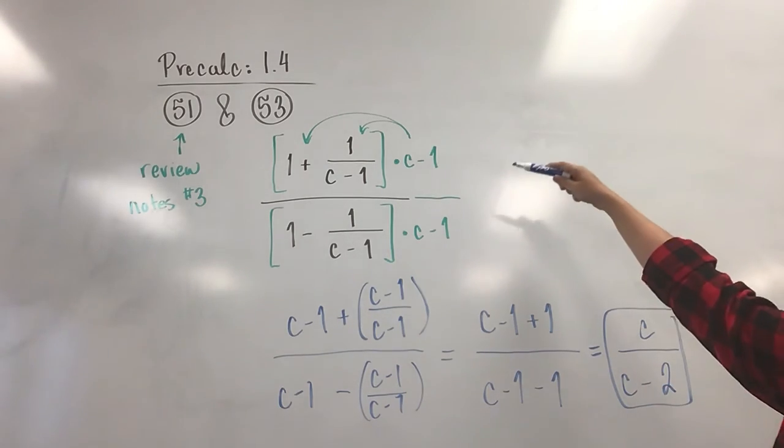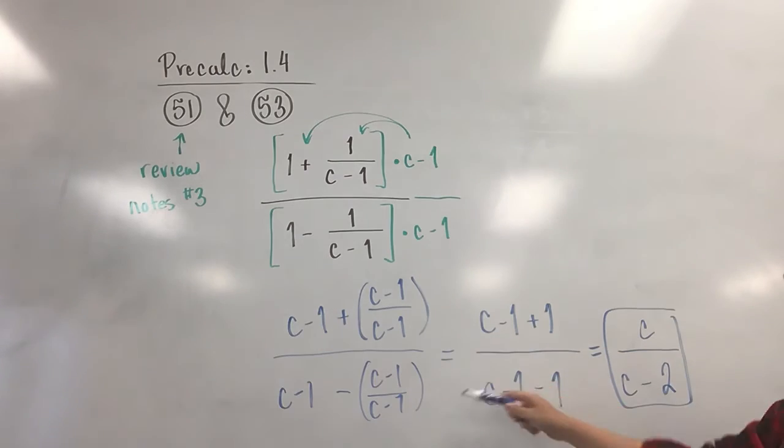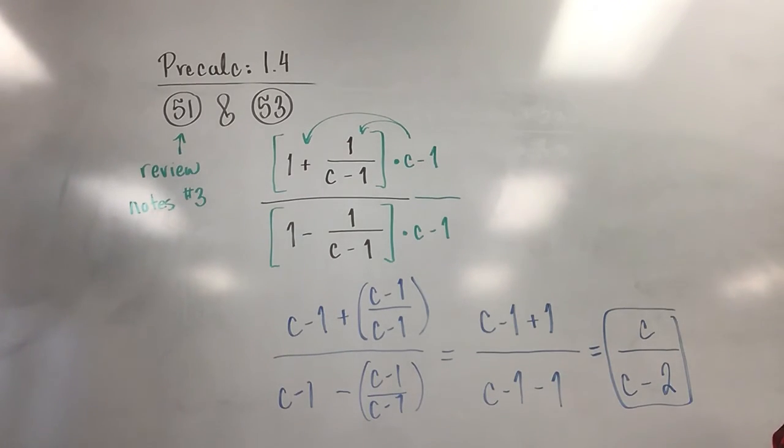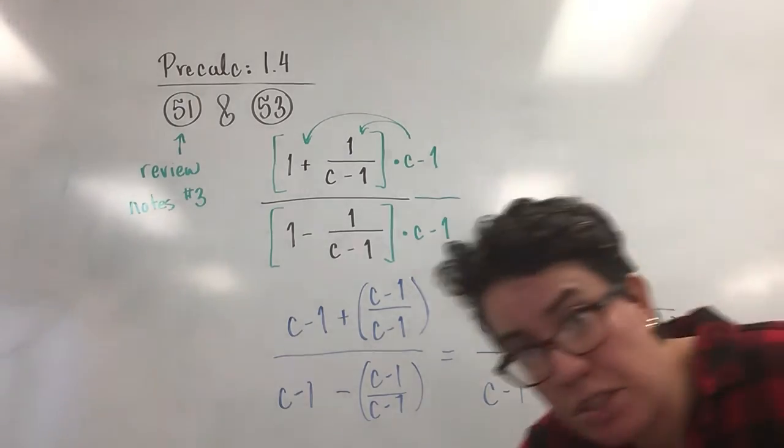So using this multiplying by the denominator and then simplifying is also going to be the way I recommend to do number 51. And again, you can see an example of that in number 3 in the notes.